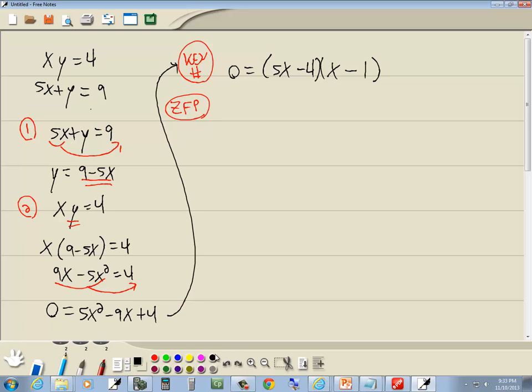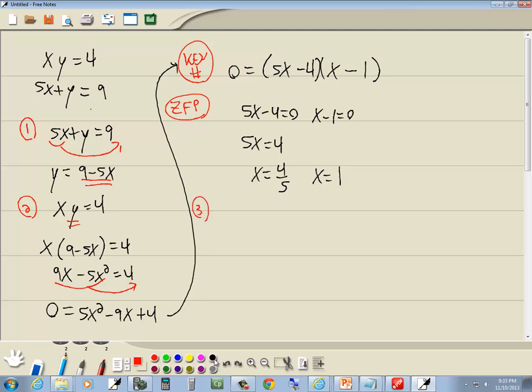Zero factor property says you get 0 on one side, you factor the other side, you set each factor equal to 0. So I'll set 5x - 4 equal to 0, and x - 1 equal to 0. Let's take the negative 4 over, it becomes a positive 4, divide both sides by 5, and we get x = 4/5. And on this one, take the negative 1 over, and we get x = a positive 1.